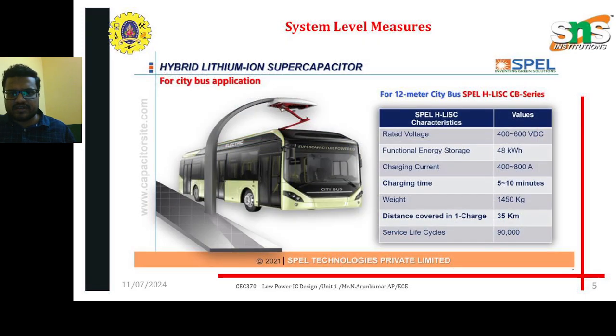These are the values for buses used by users. Initially, it provides a voltage of 400 to 600 volts. Once the capacitor is charged, the bus can move up to 35 kilometers. Here they are using hybrid lithium-ion supercapacitors, which should have the following specifications. The charging time is 5 to 10 minutes, and after charging for 5 to 10 minutes, it can move up to 35 kilometers. The weight of the capacitor is 1450 kilograms. The service life cycle is up to 90,000 charges. These are the basic constraints we need to consider for hybrid lithium-ion supercapacitors.